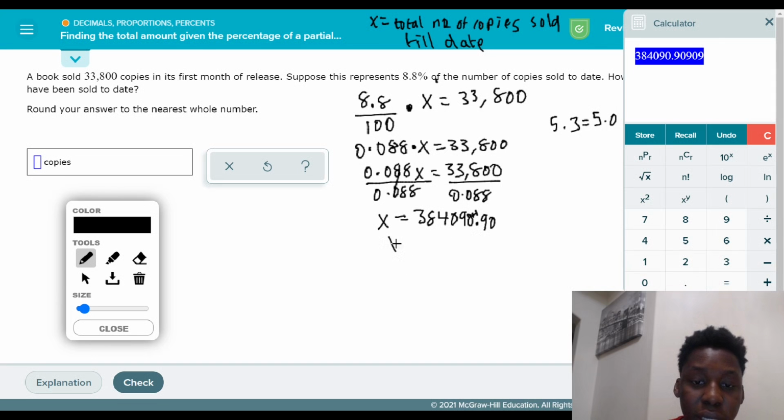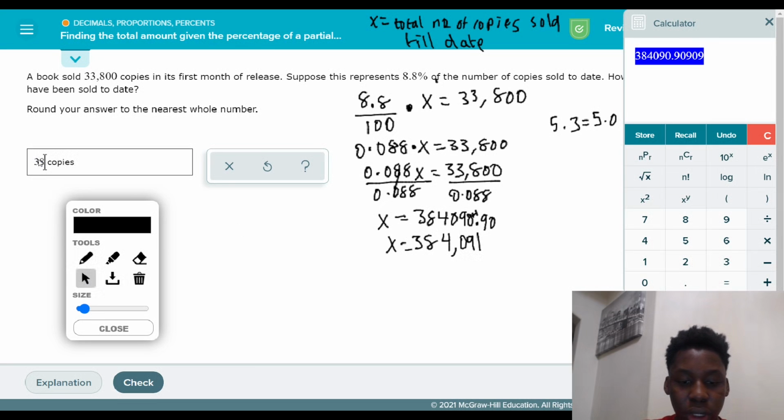So x equals 384,091. Let's check that out. There are 384,091 copies.